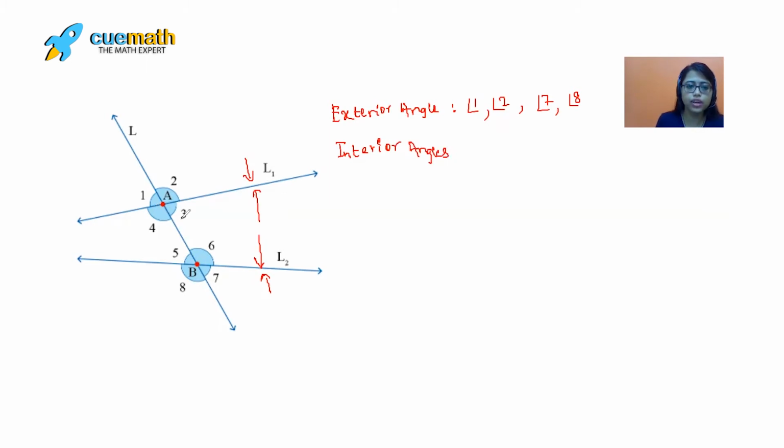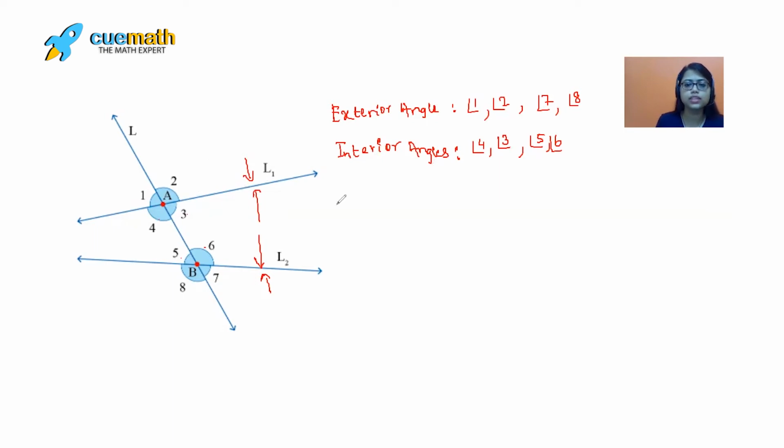So angle 4, angle 3, angle 5, angle 6, these are your interior angles. So I can write here that angle 4, angle 3, angle 5, angle 6 are your interior angles. Simple. Next, we come across alternate interior and alternate exterior angles.